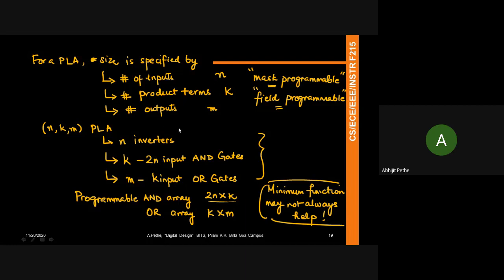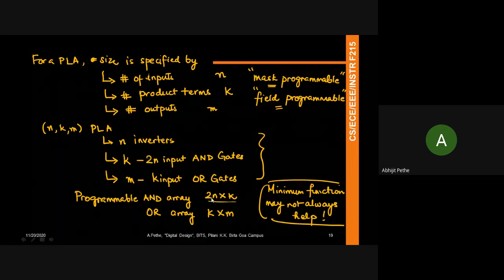Once those 2n inputs are generated, the middle term in the n-k-m expression tells you how many product terms you can generate. So this tells you that I have k AND gates. Every product term is generated using an AND gate, and the maximum number of inputs each AND gate has is all the inputs possible using n. So I can think of the AND array as having k AND gates, each with 2 times n inputs available.